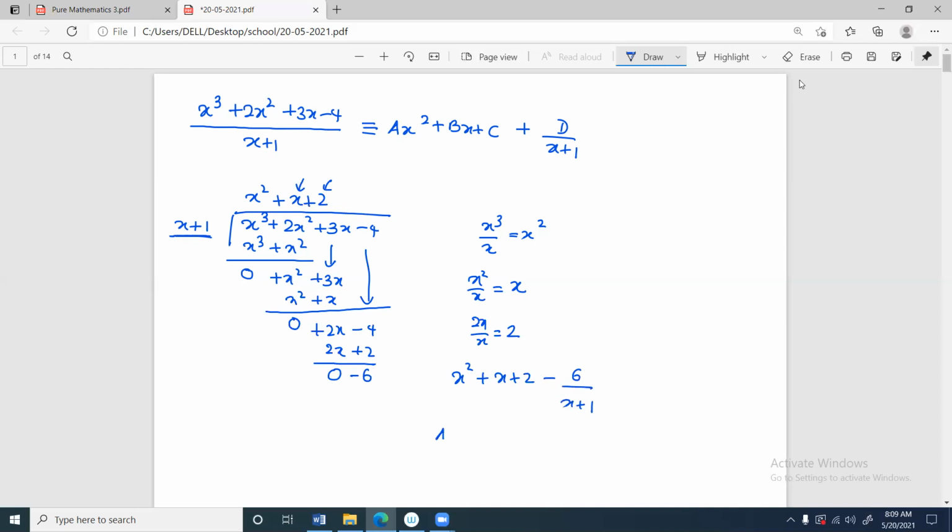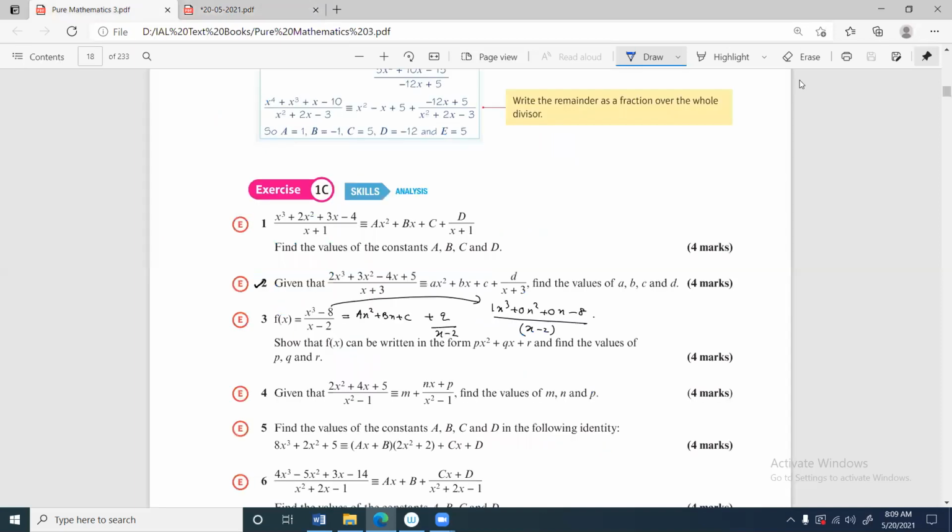Now you need to write what a is. a is 1, b is also 1, c is equal to 2, and d is equal to minus 6. That's the fact we need to understand from this question. If you try question number 2, it is also the same thing. Let's work out question number 3 today.